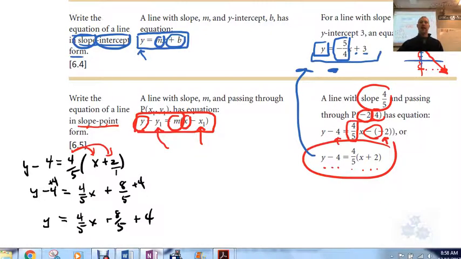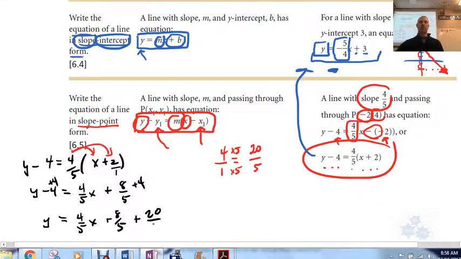Now when we want to add fractions, what do we have to do? Get a what? Yes, very good. You have to get a common denominator. So 4 over 1 is the same as what over 5? 20. You see that? So 4 now becomes 20 over 5. Everyone see that? You have to write in fractions with common denominators. And so now we can finish this off. y is all by itself and positive.